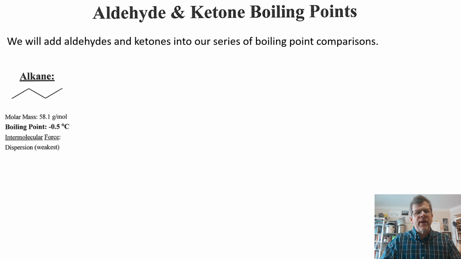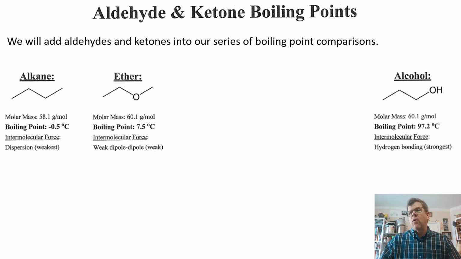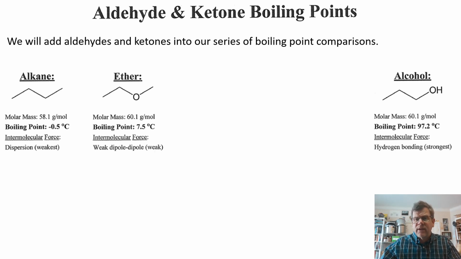Remember, we had a representative alkane, which had dispersion forces as its intermolecular force. The representative ether, which had its weak dipole-dipole force as its intermolecular force. And we had looked at an alcohol, now way over on the right, which had the strongest intermolecular force, that of hydrogen bonding. So we have in this left to right direction the strength of intermolecular forces, and that shows up in the increasing boiling points, as we go across here, of these similarly massed molecules.